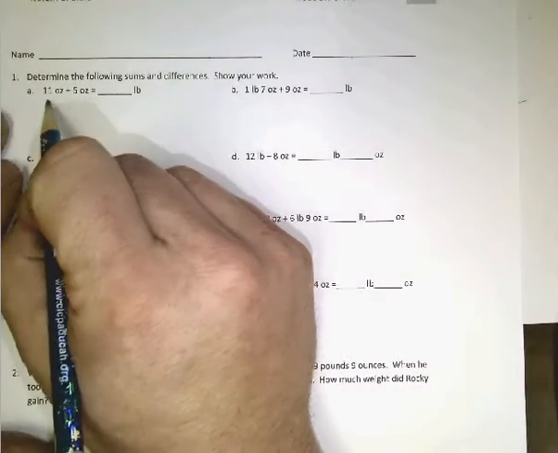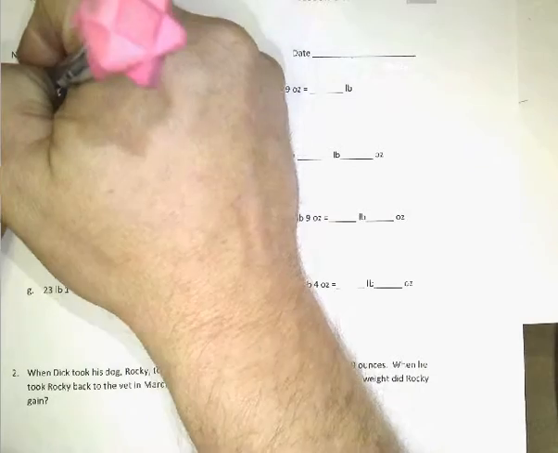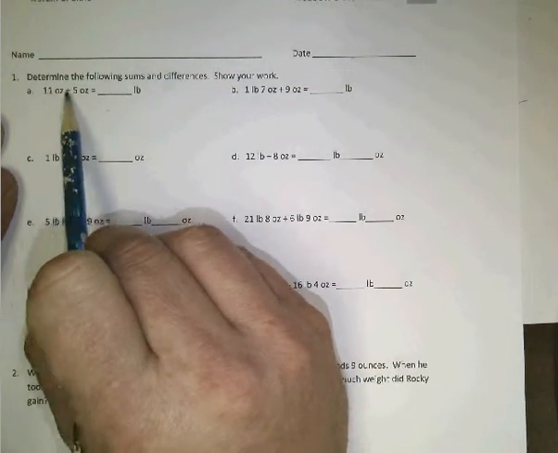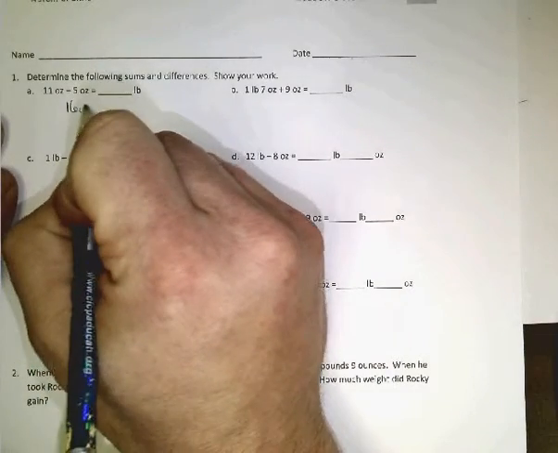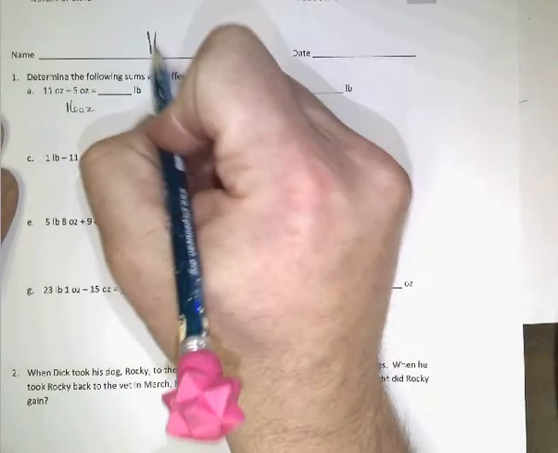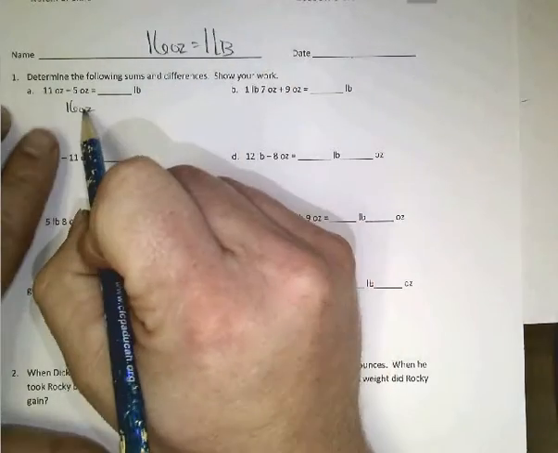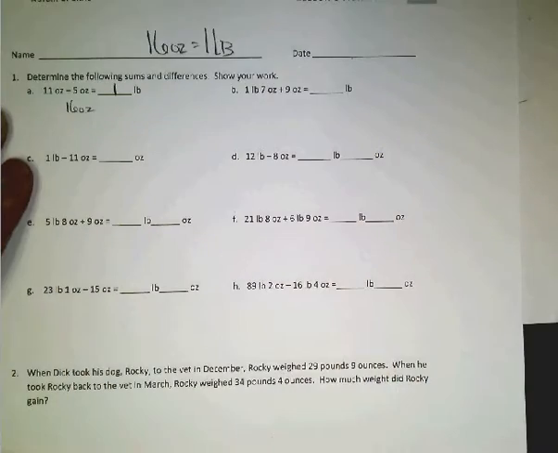So first one here we have 11 ounces plus 5 ounces. We can add those just straight across because they are ounces. 11 plus 5 is 16 ounces, and we need to keep in mind that 16 ounces equals 1 pound. So we can just convert that straight over to 1 pound.